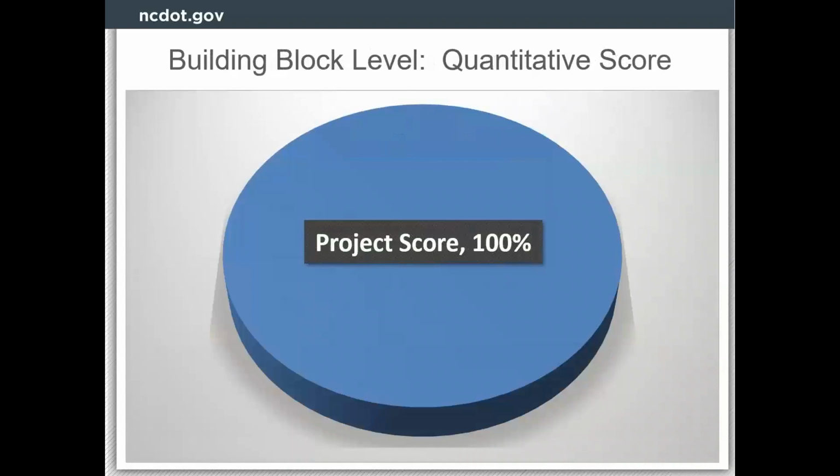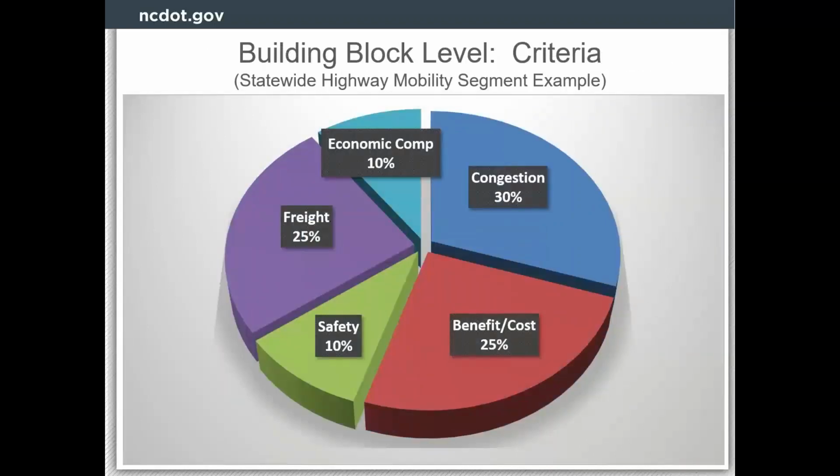Another way to show this is our pie graphs. I love pie, so this is kind of where this came from. So the project score is 100%. Now, just because we define a criteria doesn't mean we have to give that criteria weight. So on a statewide corridor project, for example, the work group only gives weight to 5 of the 9 criteria. And so congestion, benefit cost, safety, freight, and economic competitiveness, and you see how the pie is split up there.